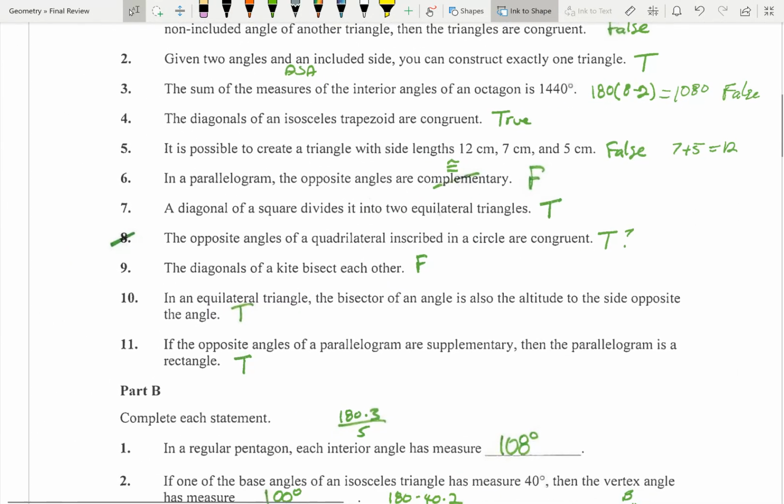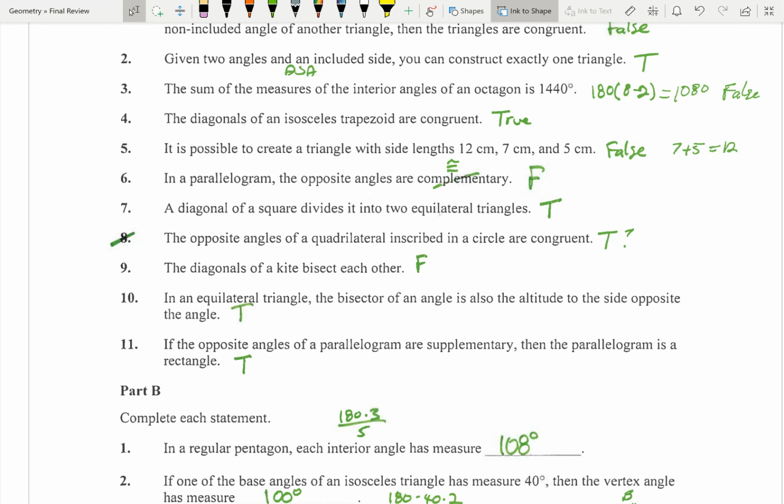Similar with that one. Diagonals of an isosceles trapezoid are congruent. That is true. It is possible to create a triangle with 12, 7, 5. Well, 5 plus 7 equals 12. The sum has to be greater than 12 to create a triangle, so that's going to be false. Opposite angles are congruent, so that's false.